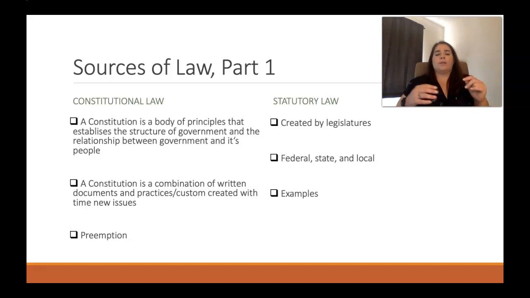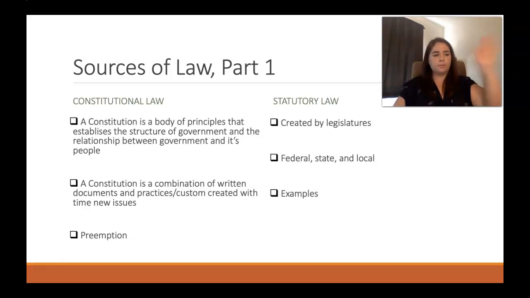You'll see here that I've also listed the concept of preemption. So we will talk about federal supremacy here in a little bit, but preemption is how federal supremacy is effectuated on the legal field. So if a state passes a law governing one area, and then the federal government passes a law that's in contradiction or more strict or less strict than the state law, that federal constitutional preemptive law will reign supreme.